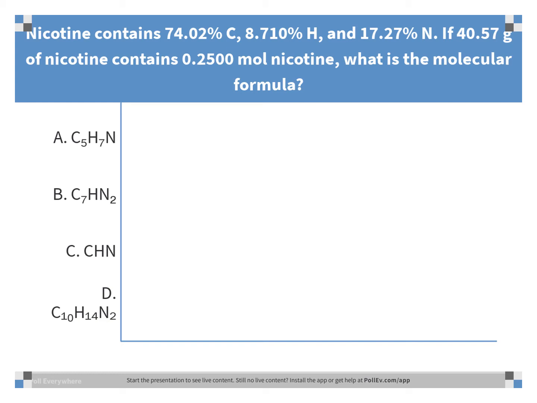And what we find is our molar mass is actually twice as large as the empirical formula mass. So we have to multiply each of our subscripts by 2, and that would give us a true molecular formula of C10H14N2.